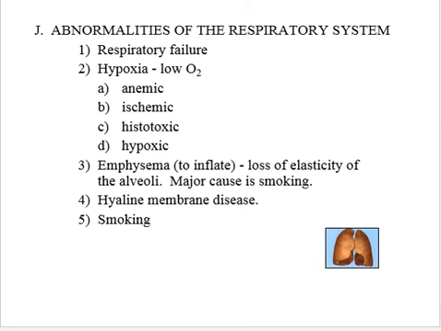Histotoxic hypoxia. Histo means what? Tissues. You studied histology when you were in anatomy, right? So tissue toxic. So this means the tissues have been poisoned and are not able to use oxygen. There are certain poisons that stop the tissues from using oxygen. One of them, you don't need to know this, but is cyanide. So it stops your ability to use oxygen.